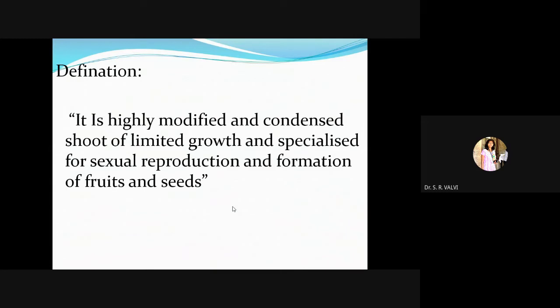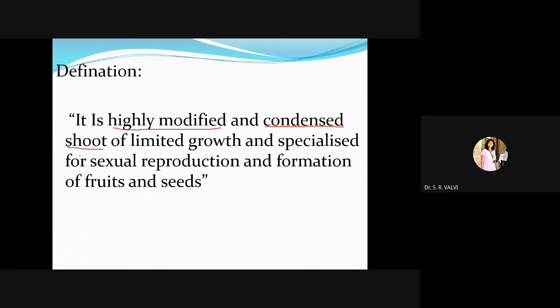Now, what is the definition of flower? It is a highly modified and condensed shoot of limited growth and specialized for sexual reproduction and formation of fruits and seeds. So here please do remember it is a highly modified and condensed shoot. See, flower is nothing but a condensed shoot. So why is it called a condensed shoot?